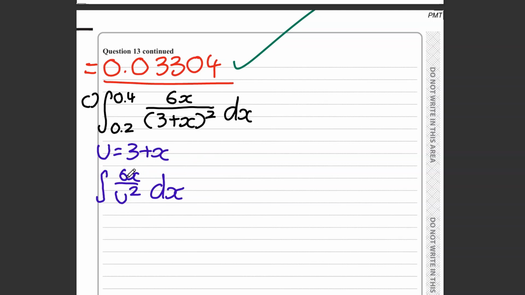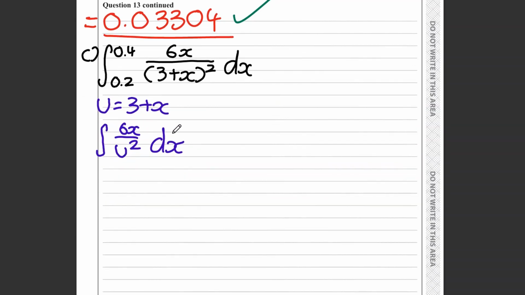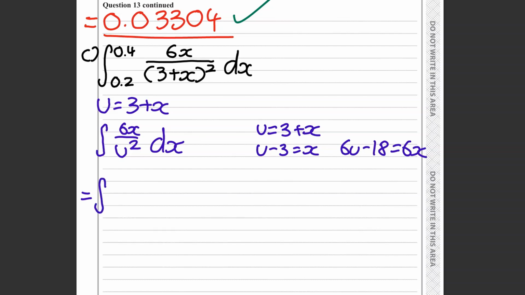So we need to get rid of this 6x here. So the way that we can do this is if we say, so u is equal to 3 plus x. If we move the 3 to the other side, so u minus 3 is equal to x, and if we multiply both sides by 6, we get that 6u minus 18 is equal to 6x. So therefore we can rewrite this integral here as the integral, instead of 6x, it's this 6u minus 18, and this is over u squared, and then dx.